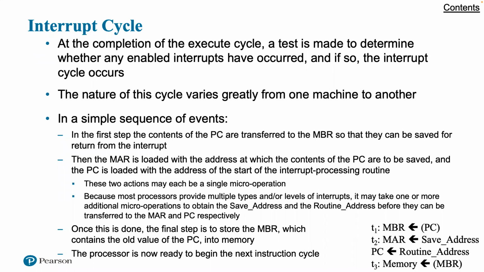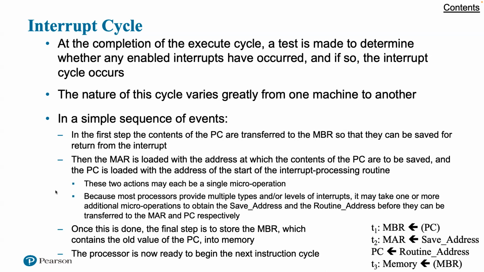Okay, so continuing with the interrupt cycle, let me backtrack a little bit here. At the completion of the execute cycle, a test is made to determine whether any enabled interrupts have occurred. If so, the interrupt cycle occurs. The nature of this cycle varies greatly from one machine to another. We present a very simple illustration of sequences from figure 16.7, the data flow in the interrupt cycle.